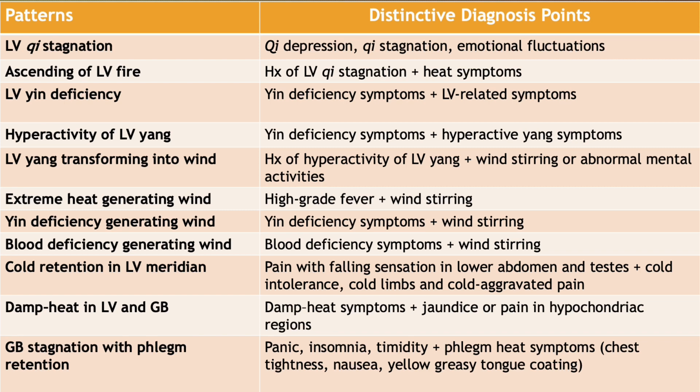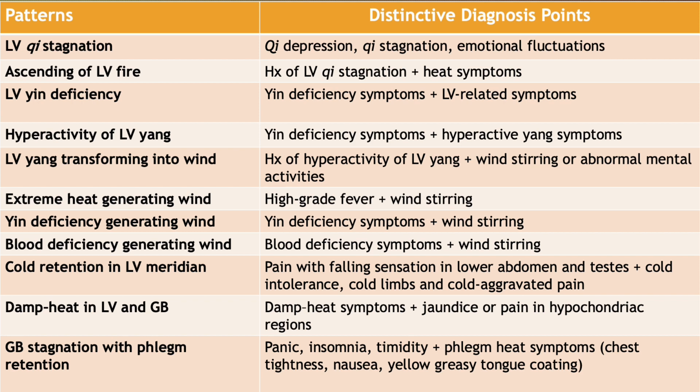Now let's tabulate the syndromes for both liver and gallbladder. Liver qi stagnation means qi depression, qi stagnation, emotional fluctuations. Ascending of liver fire: there's a history of liver qi stagnation plus heat symptoms. Liver yin deficiency: symptoms plus liver-related symptoms. Hyperactivity of liver yang: yin deficiency symptoms plus hyperactive yang symptoms. Liver yang transforming into wind: history of hyperactivity of liver yang plus wind stirring or abnormal mental activities.